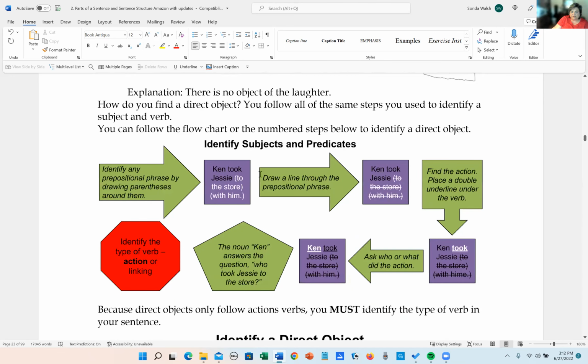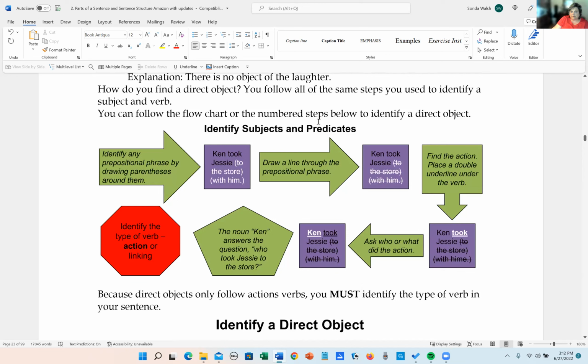So here we go. These are the steps that you're going to follow in order to identify a direct object. And it is very important that you follow each step in the order that they're written. So number one, identify prepositional phrases and put parentheses around them. For example, Ken took Jesse to the store with him. To the store and with him are prepositional phrases. Then draw lines through them so we know those are not what we're looking for. Our object is not going to be found in a prepositional phrase. We could erase those phrases and throw them out, because we're never going to find our direct object inside the prepositional phrases.